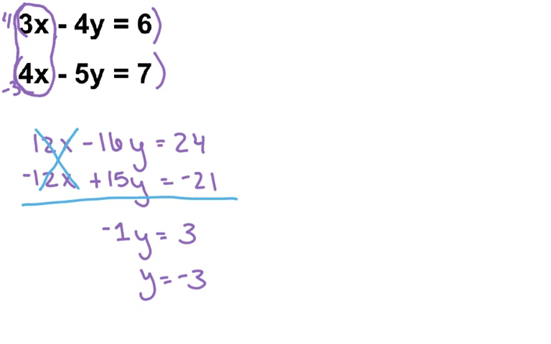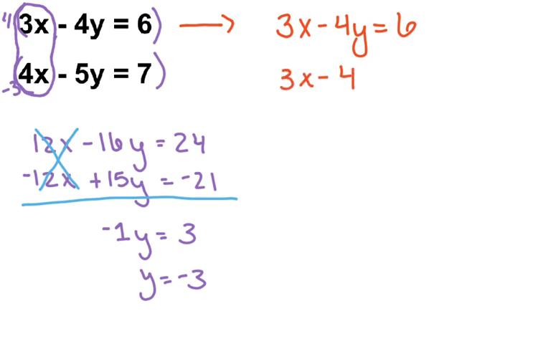So now we still need to find our x value. I'm going to use the first equation because it has smaller numbers. So 3x minus 4y equals 6. I'm going to plug in that negative 3. So 3x minus 4 times negative 3 equals 6. So negative 4 times negative 3, double negative there, so that's going to turn it to a positive.